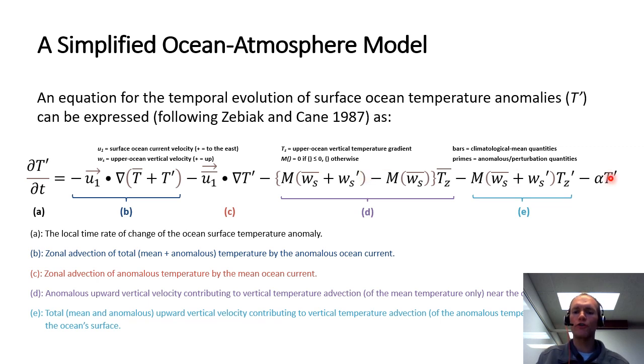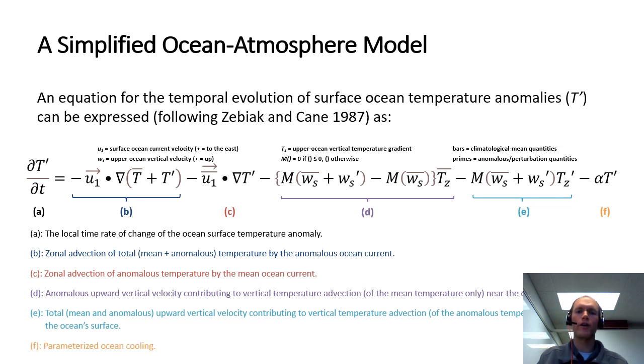This next term, term E here, looks similar to term D, but it's a little bit simpler in that we only have that first M term operating on the total, so the mean plus the climatological vertical velocity in the upper ocean. And here we're looking at the anomalous vertical temperature gradient. So how does that temperature difference with height vary from what it typically would look like? And then finally, this term F here is just included to balance the model. It has no physical meaning in our context.